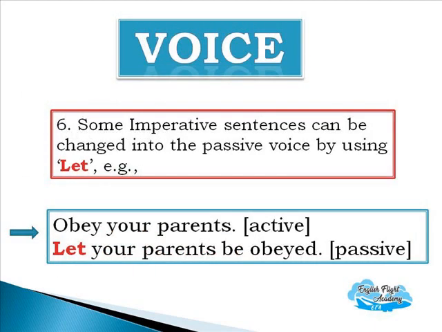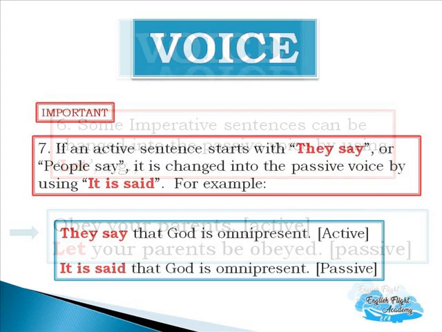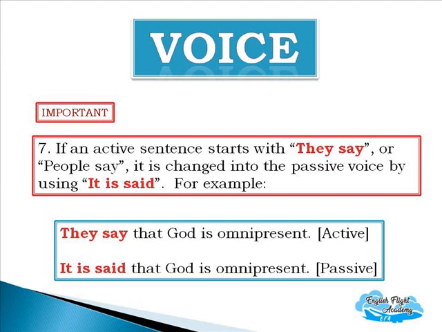Now look at the sixth point. Some imperative sentences can be changed into the passive voice by using "let." "Obey your parents." "Let your parents be obeyed." That is the way we change it into passive voice. Now, another important point, which is the seventh point, sometimes an active sentence starts with "they say" or "people say." It is changed into the passive voice by using "it is said." For example, "They say that God is omnipresent." "It is said that God is omnipresent." That's the passive voice formula.